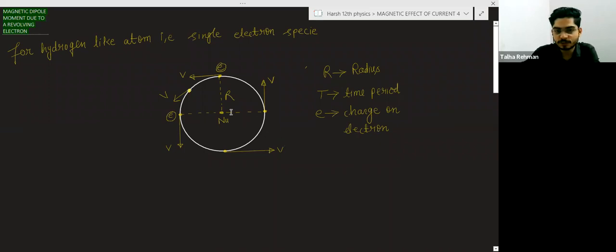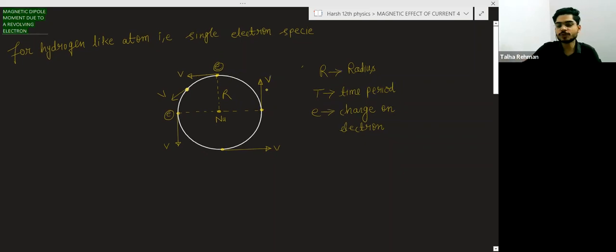So R is the radius of the path, this is the nucleus, and this is the electron. When the electron came here, it is moving in this direction. So the direction of the motion of the electron is anti-clockwise, so the direction of the current will be clockwise. Is it or not? Because the direction of the current will be opposite to the direction of the motion of the electron, because the electron is a negatively charged particle.